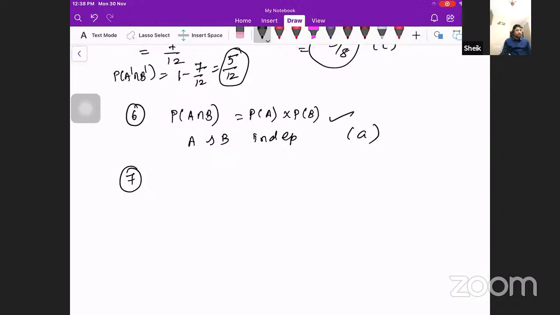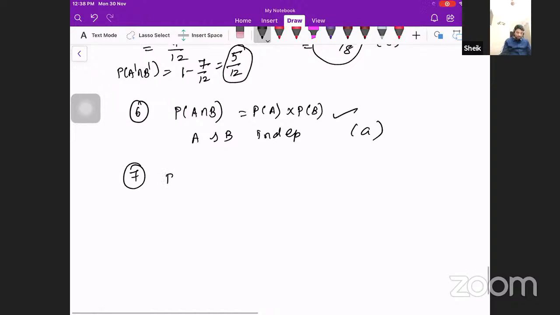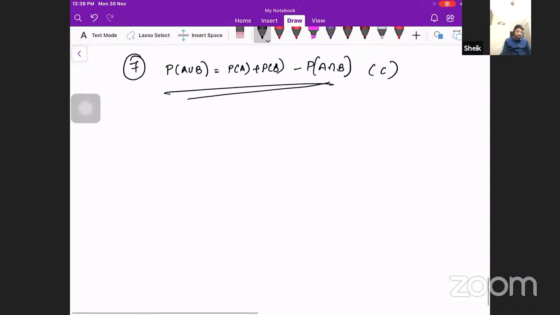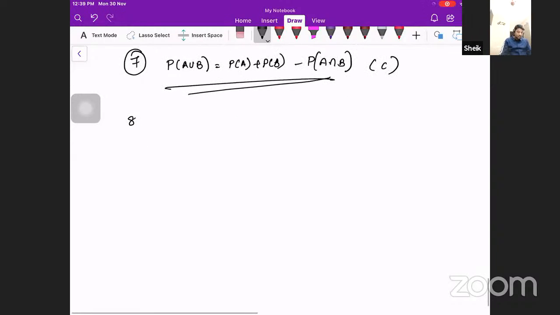Addition theorem on probability. Of course, you know what the addition theorem on probability is: P of A union B equals P of A plus P of B minus P of A intersection B. This is our addition theorem on probability. So here C is our option. Okay. Come to sum number 8.